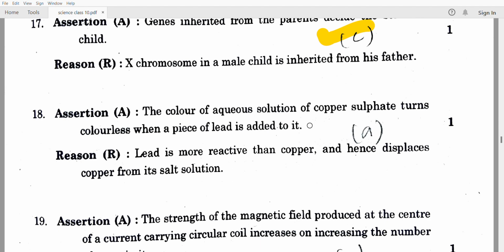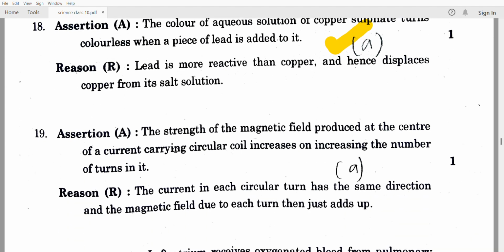Then 18th question. The color of aqueous solution of copper sulfate turns colorless when a piece of lead is added to it. Copper sulfate, when added with the lead, what happens? Lead is highly reactive than copper, so obviously there's a displacement reaction. Color turns colorless. Lead is more reactive than copper and hence it displaces. So A and R are true. R is the correct explanation. So answer A is right.